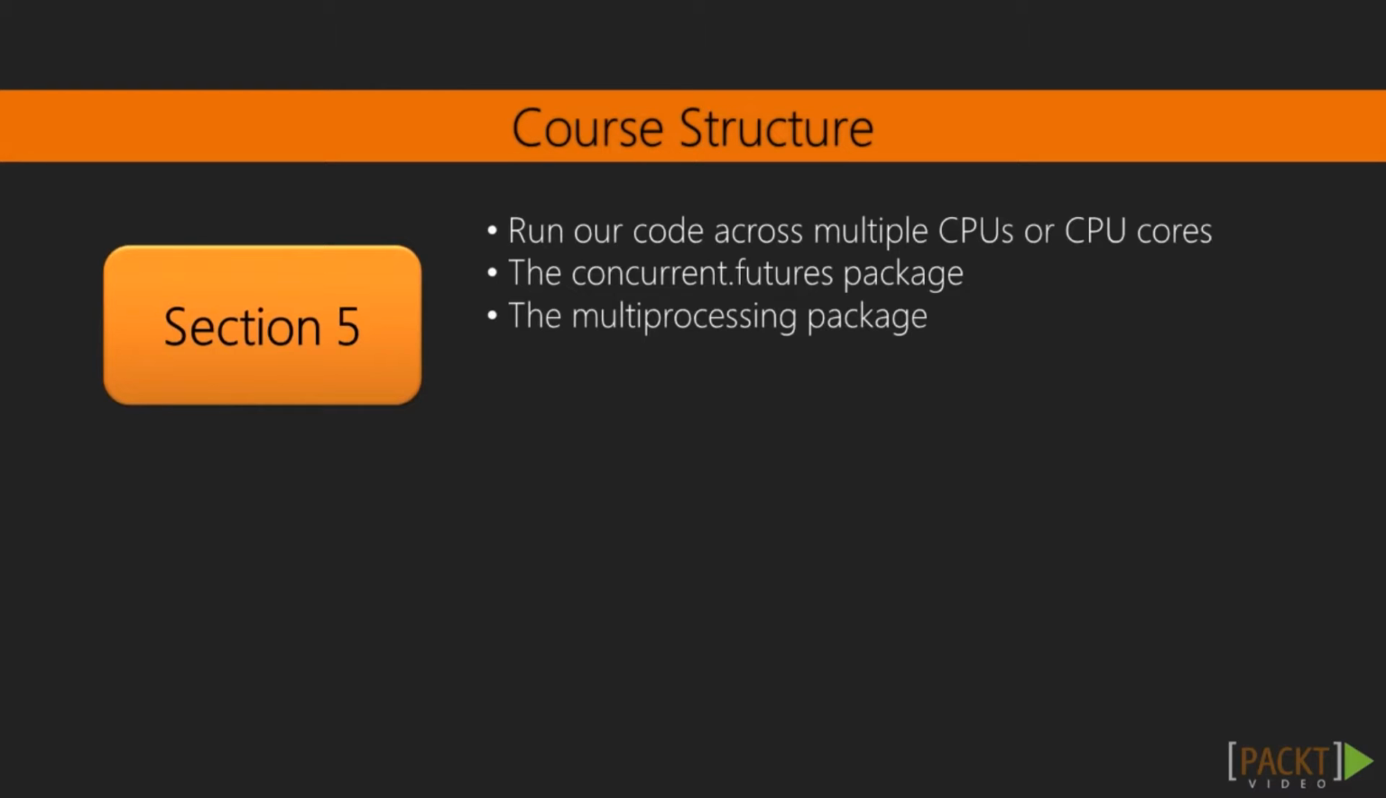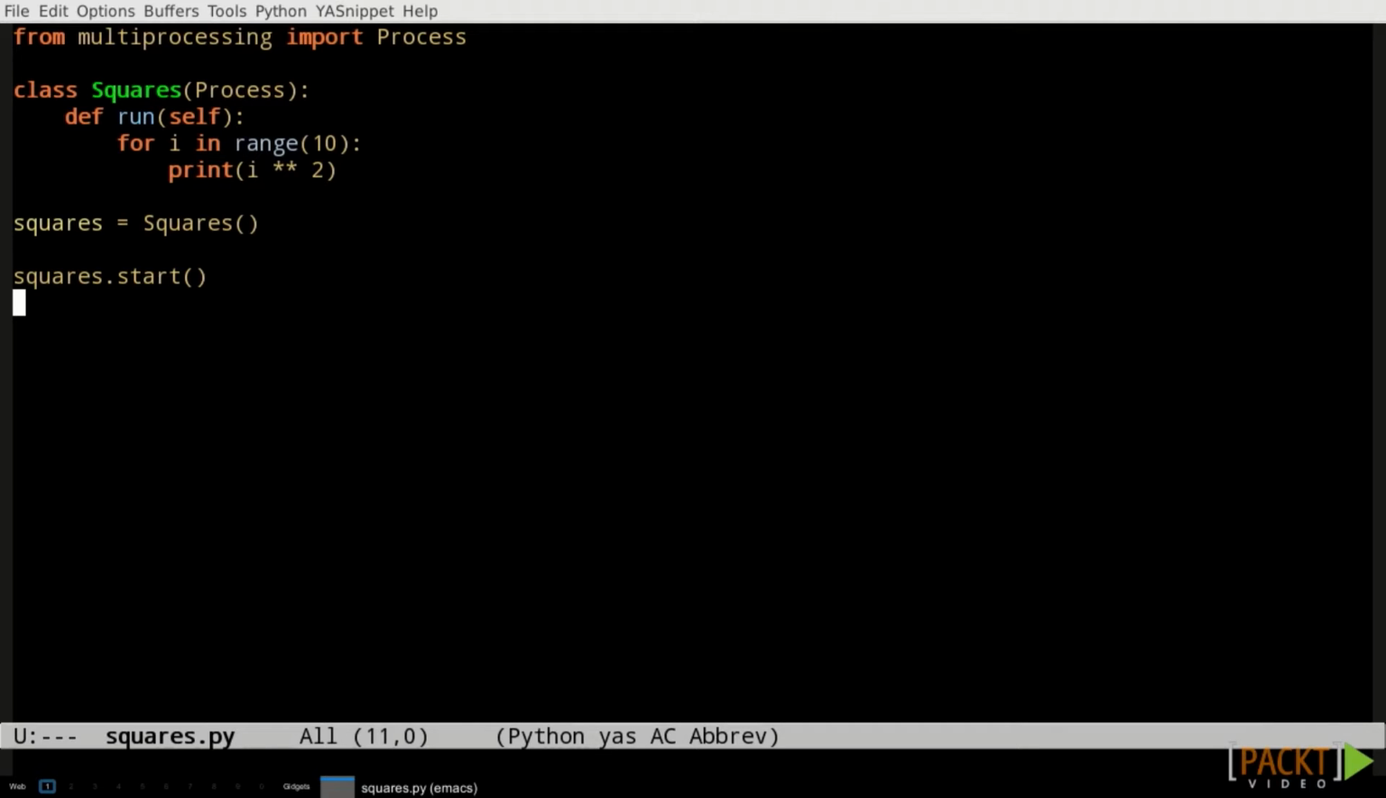In section 5, we move on to more advanced topics. We're going to take a look at how to run our code across multiple CPUs or CPU cores. We'll examine the concurrent.futures package in the Python standard library, which provides a simplified high-level interface for launching and working with background worker processes. And then we'll look at the multiprocessing package, which provides a lower-level interface to multiprocess programming.